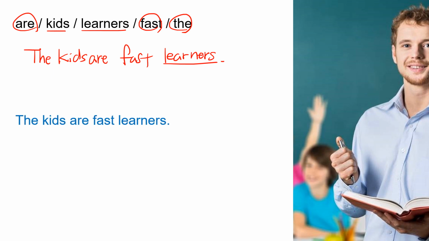The kids are fast learners. So when you pronounce this, if you pronounce this by itself, you can say fast. But if a word follows, the T is almost silent. So fast learners, you just say fast learners. Instead of the T, do not pronounce the T. Say fast learners. The kids are fast learners.